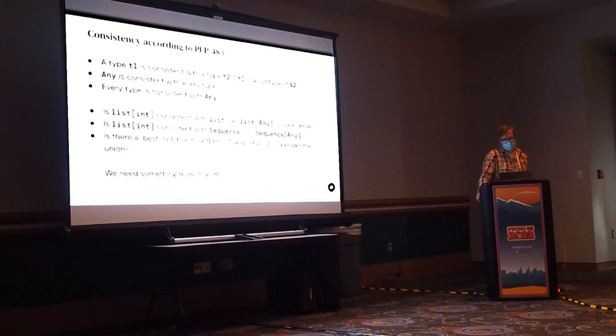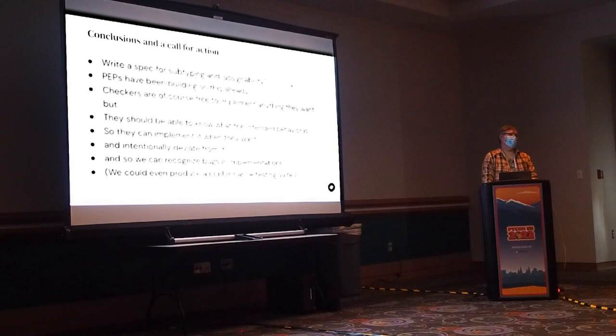We would like, I claim, to be able to characterize what is the best solution to system constraints. So we need something more than just subtyping. So the conclusion and a call for action is that we should actually write a spec for what we intend to implement. Because PEPs are building on this already. Like, for instance, the variadic generics PEP assumes that there's some kind of subtyping relation between variadic tuples, and not only variadic tuples that can have the variadic bit in the middle somehow, and we don't know what that is for sure.